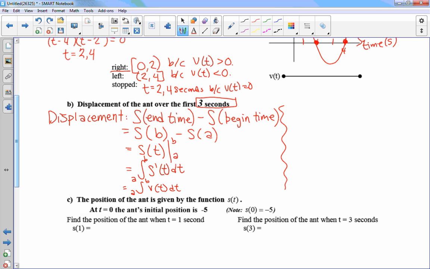From 0 to 3. Okay, I'll let you do that. Make sure you have that dt, that's always important. Raise your hand when you think you have the ant displacement, and make sure you know what it means. And you should have a unit to know what it means.